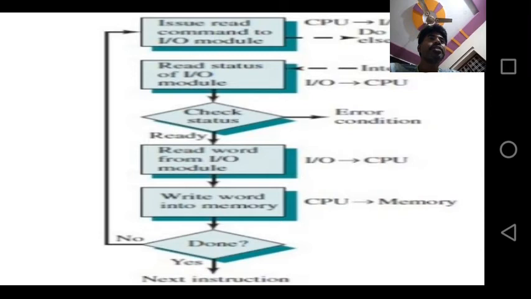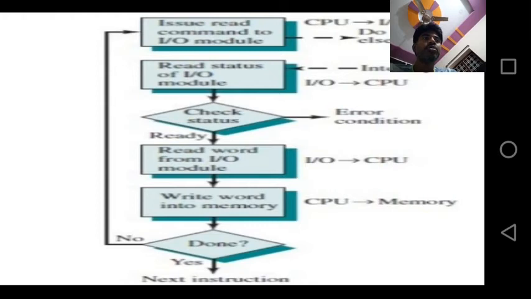Now let us look at the first issue: read command to IO module. Read the status of IO module. Check the status. If it is ready, read the word from IO module and write the word into memory. If it is done, okay. Then if it is not, repeat the same process.